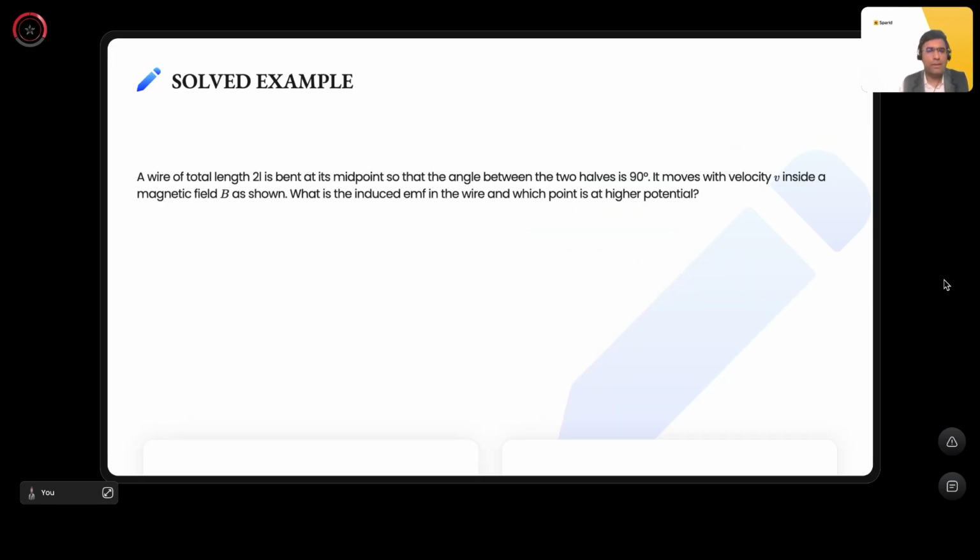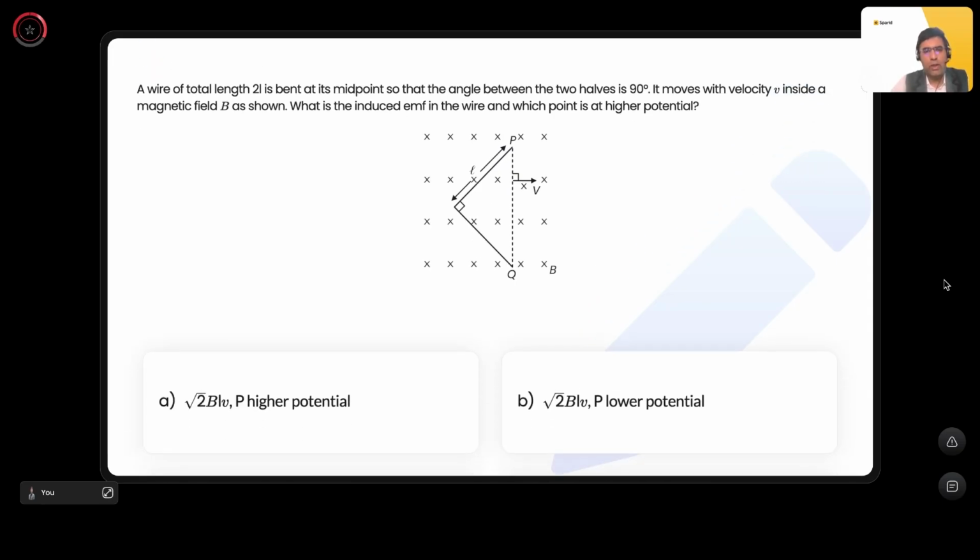Okay. Next question. A wire of total length 2L is bent at its midpoint so that the angle between the two halves is 90 degree. So this is L and this is also L. So this thing will become root 2 times of L. So what is the induced EMF? When we find the induced EMF, we always take the length of the straight line joining the end points of the wire. So this is what we need.